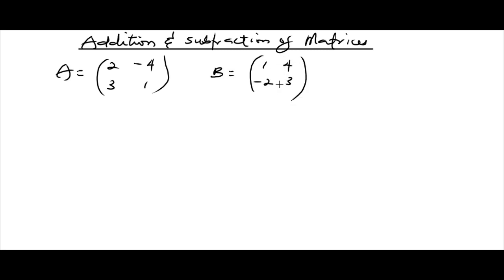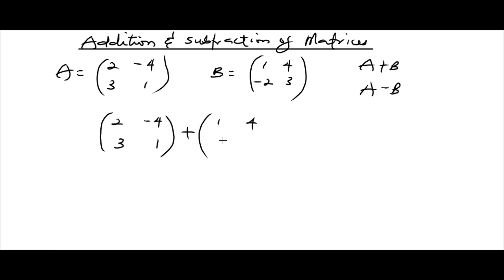So let's look at an example. We have matrix A to be 2, -4, 3, 1. Then we have matrix B to be 1, 4, -2, 3. Then we want to find A plus B and A minus B. So let's check out how to add and subtract two matrices. So here we have it.